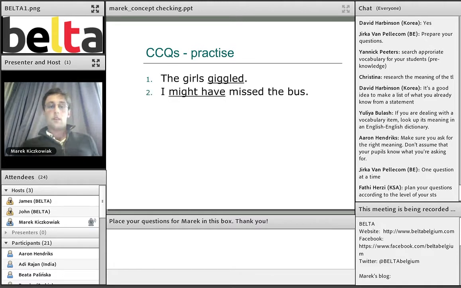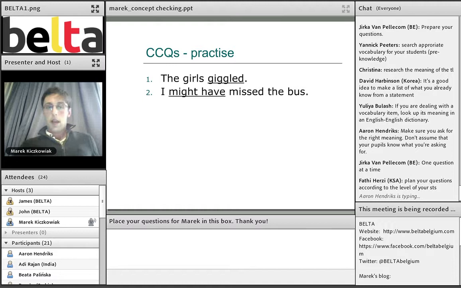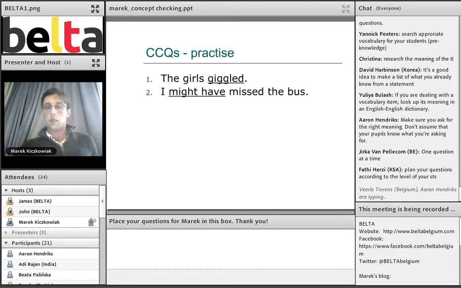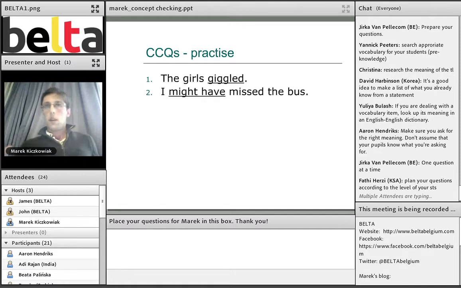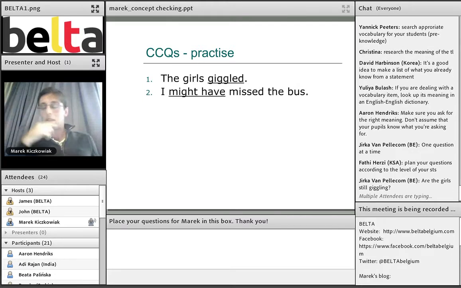I've got 2 sentences for you. The first one is the girls giggle, and the second one is I might have missed the bus. Can you please come up with CCQs for the first one, just the first sentence, giggle. Think about the sub-meanings of the word giggle and try and break the main meaning into a couple of simple sentences and turn them into questions.